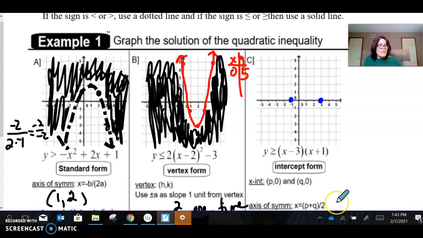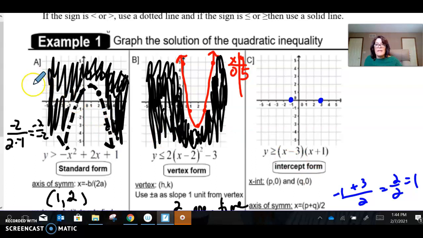Okay, I just add those together. -1 plus 3 and cut that in half. That's 1. Okay, that's the algebraic way to find the axis of symmetry. Add P and Q, 3 and -1, and divide by 2. I just kind of eyeballed it, and I'm like, it's 1 something.